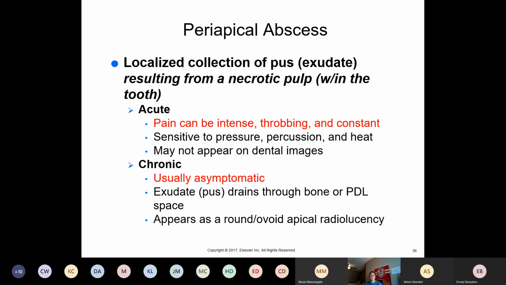It'll open and drain. Maybe the patient might say that they've noticed, or someone that is near to them has noticed an odor, and that's because it's infection draining in their mouth all the time. So that would be chronic.